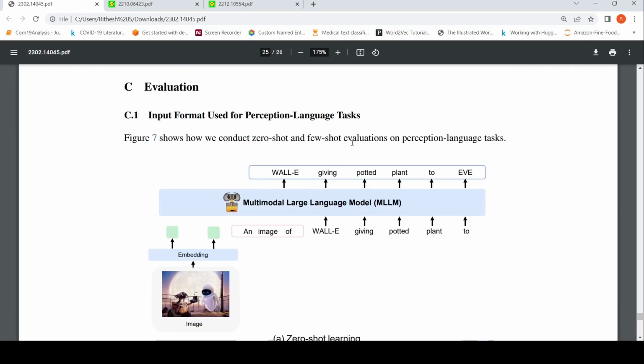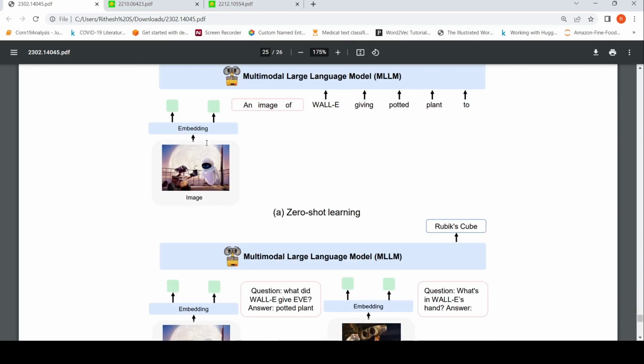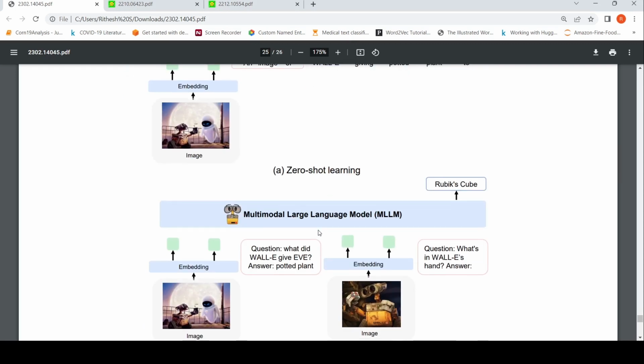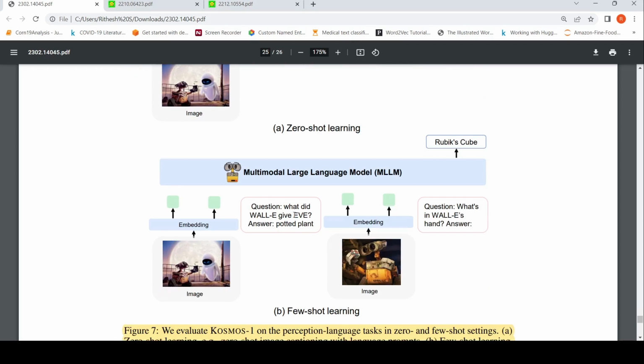So how do they conduct zero shot and few shot evaluations? For example, an image embedding goes in, then "an image of", and "Wally giving potted plant to". So this is interleaved, and it is trying to predict Eve over here. So Wally gives the potted plant to Eve in this particular image. Another example: what did Wally give Eve? A potted plant. And what is there in Wally's hand? That is the Rubik's Cube. So this is few shot learning, how they evaluated this particular model.